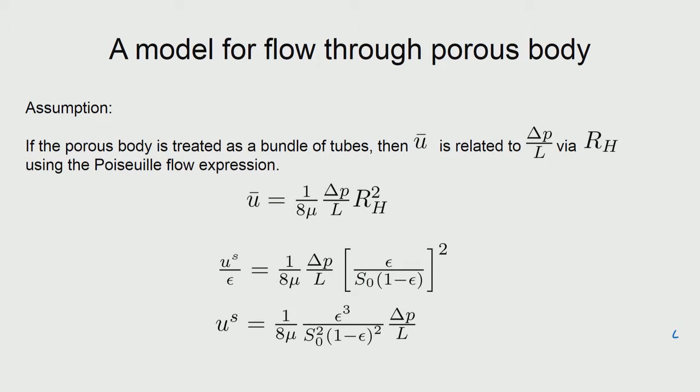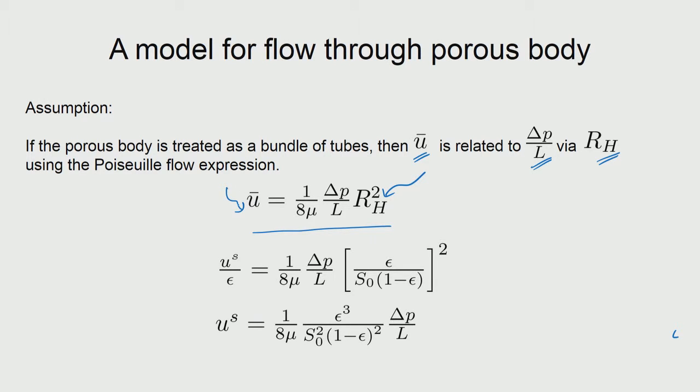We are now making an assumption that the porous body is treated as a bundle of tubes, so each connected void is like a tube. Then the actual velocity, if it is related to the driving force for the flow through the hydraulic radius, maybe we can use the pipe flow expression or Poiseuille flow expression for connecting these quantities. So, we are just blindly going to apply that equation, which we have already seen earlier. The only difference is that this is related to the superficial velocity, and this is related to the porosity and the wetted area per unit volume of the solid.